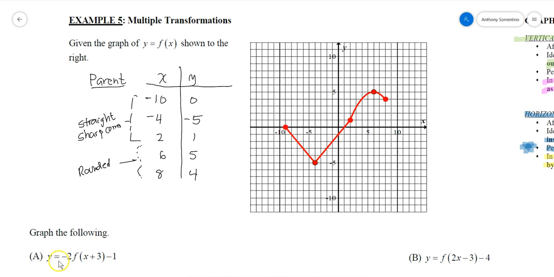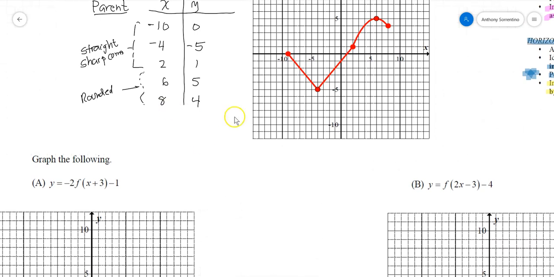So now I'm going to come down with this as my parent function, and I'm going to look at graphing y equals -2 times f of x plus 3 minus 1. Now, let me shut this down just ever so slightly. I still want to be able to see the parent function. Before I do anything on the graph, here's where the biggest difference occurs between what I do and what your TA or someone at the Mac may show you to do. They would have you do each one of these transformations individually.